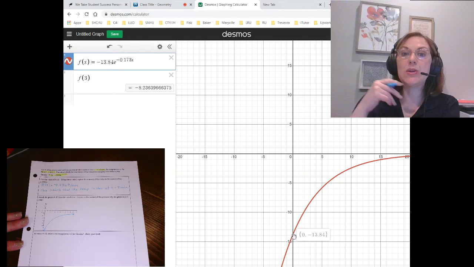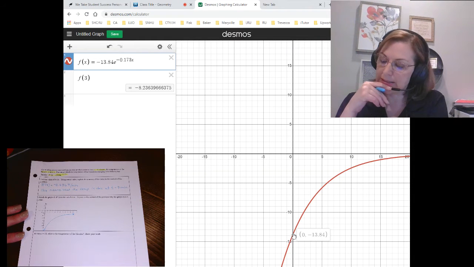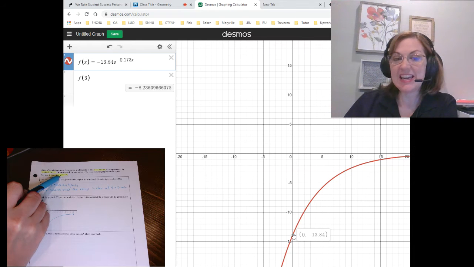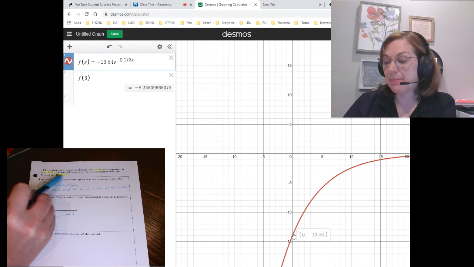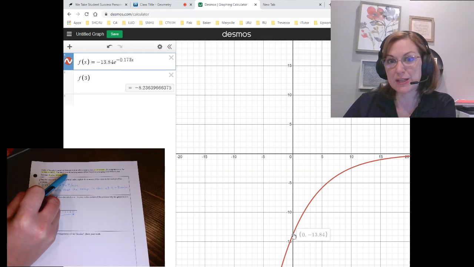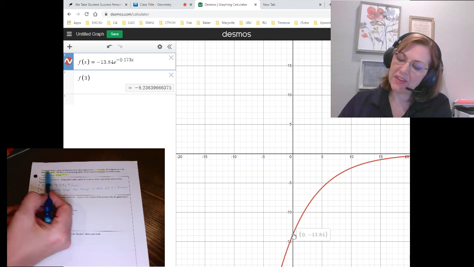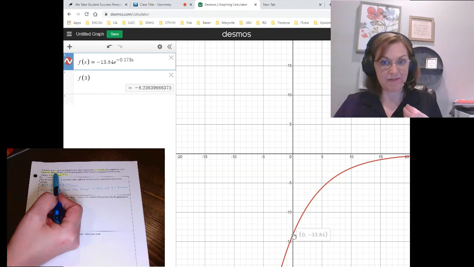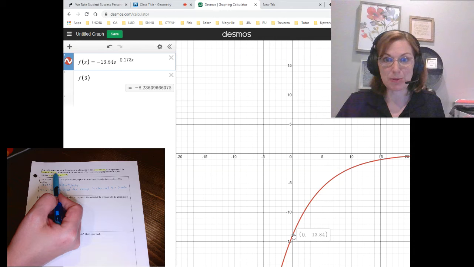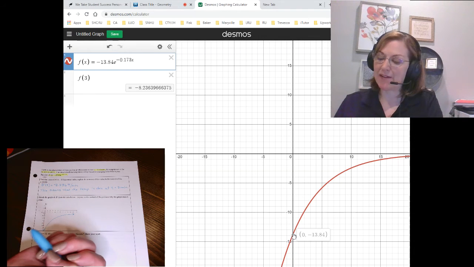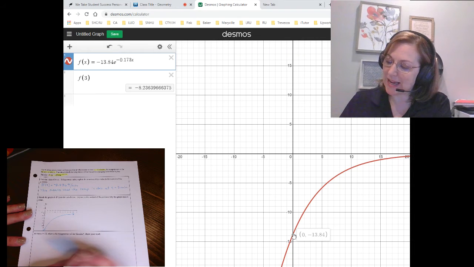Okay. And so why does this make sense? Why does it make sense in the context of the problem? Well, because we know that e to any power is going to be positive. Then we've got a negative here. So think about when the pan of biscuits is coming out of the oven, what's going to happen to the temperature? It's going to decrease, right, when it comes out of the oven. So it makes sense.